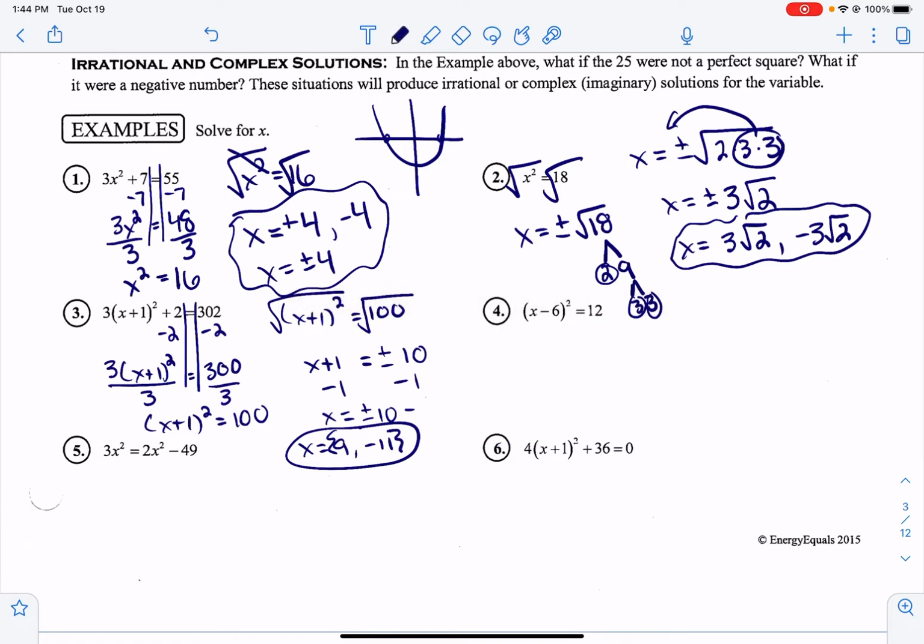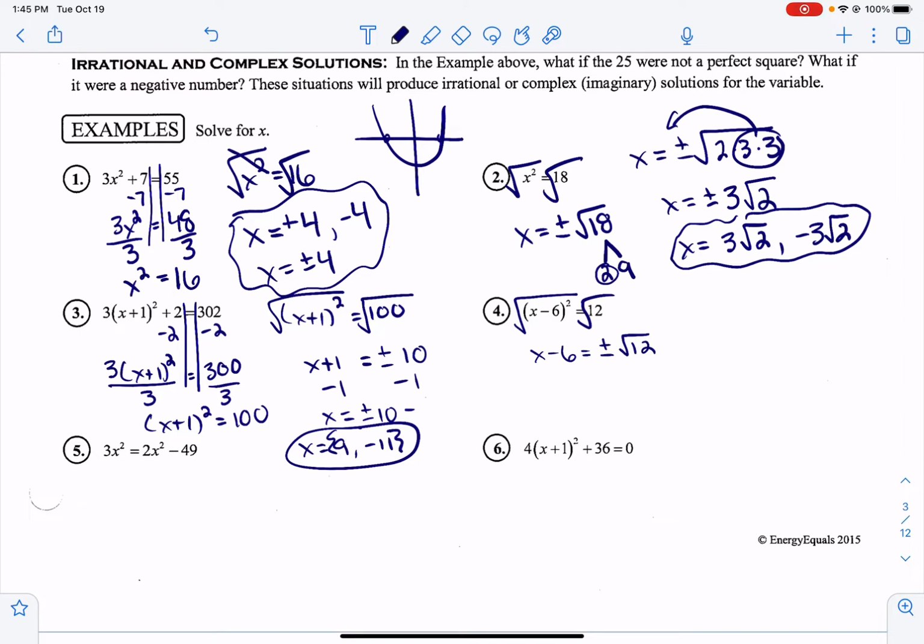All right, let's get rid of some of this so that we have some room to work on number 4. X minus 6 squared equals 12. Okay. I have an x, just one x. It's inside parentheses, so I can use the square root method. And the first thing I've got to do is get rid of that square on the outside of the parentheses. So I end up with x minus 6 equals the positive and negative square root of 12.